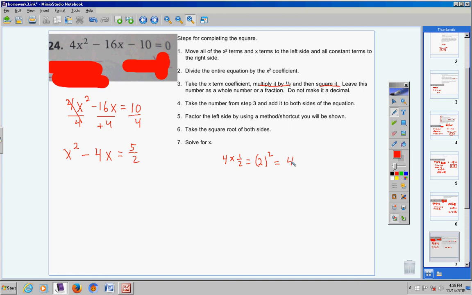Now, step 4 says take this number from step 3, which is 4, and add it to both sides of the equation. So x squared negative 4x positive 4 equals 5/2 plus 4. Alright, so we're going to get 13, I believe. 13 over 2 if you combine those. Okay, 13 over 2. Would that be correct? I wonder if I've made a mistake here somewhere.